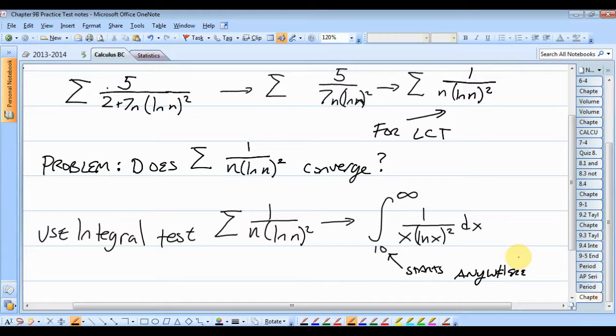But basically, as you go to infinity, does this converge? If this integral converges, then the series converges. If this integral diverges, then this series diverges as well. That's all that we need for the integral test. Any questions on the setup?